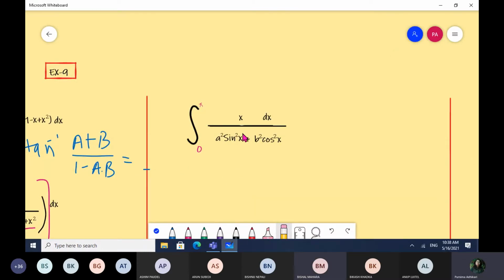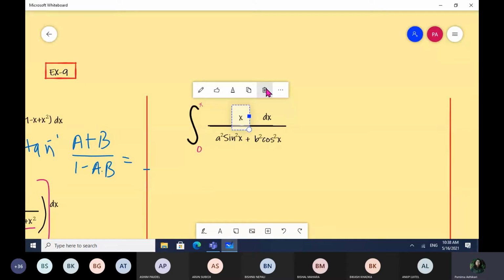Now your question is the integral from 0 to pi of x times dx over a square sine square x plus b square cos square x. For the time being, forget that you have x in the numerator. Assume that we don't have x in the numerator; you have simply 1. If I ask you to integrate this, will you be able to integrate? What is your method of integration?